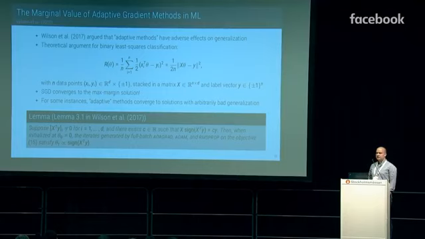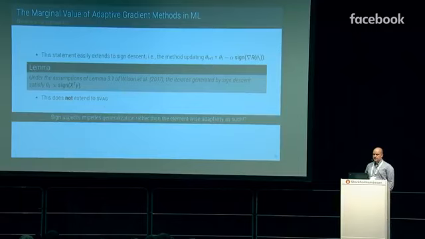On the other hand, for some instances of this problem class, the adaptive methods, Adam, RMSprop, etc., converge to solutions that generalize arbitrarily bad. Now, the authors construct such problem instances using this lemma down here, which basically says if the problem admits a solution of this form here, then these adaptive methods would converge to such a solution. Okay, so what we point out in our paper is that this statement very easily extends to the sign descent method.